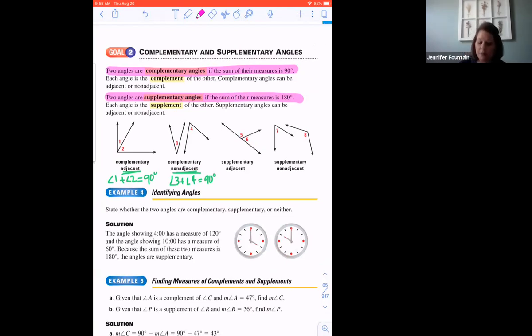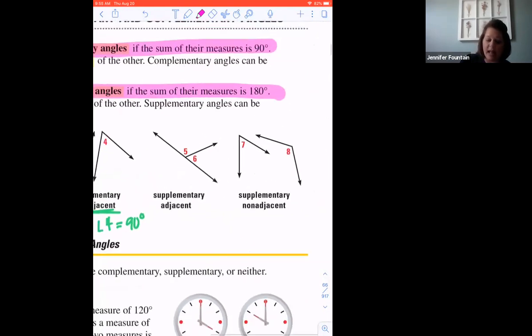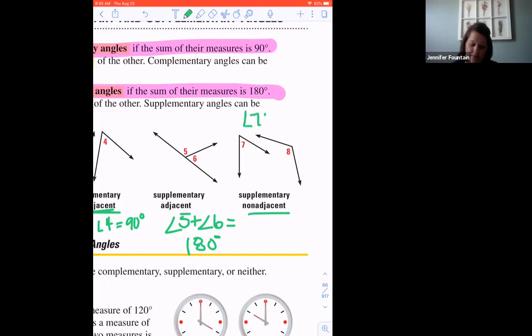So again, we have supplementary adjacent angles, meaning that they are side by side. When I add angle 5 plus angle 6, that will equal 180 degrees. Angles 7 and 8 are non-adjacent because they are not touching, not side by side, but if it tells me that they are supplementary, then the measure of angle 7 plus angle 8 will equal 180 degrees. How's everybody feel about that?